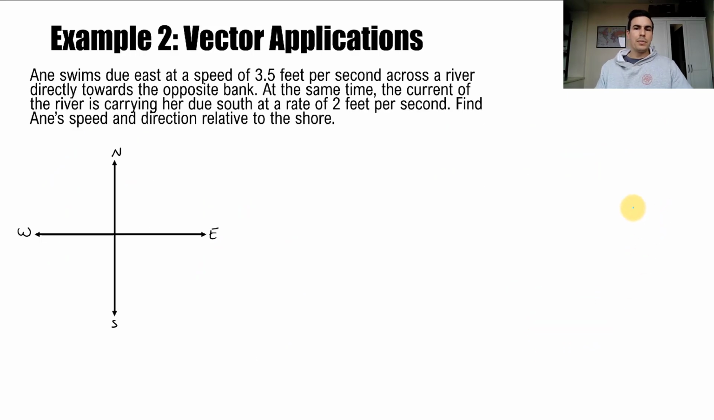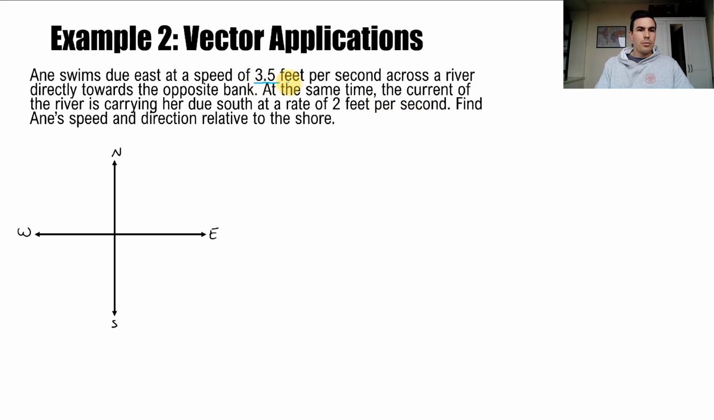All right, let's get into some applications here. Okay, we have Anne swimming due east at a speed of 3.5 feet per second across a river directly towards the opposite bank. At the same time, the current of the river is carrying her due south at a rate of 2 feet per second. Find Anne's speed and direction relative to the shore.